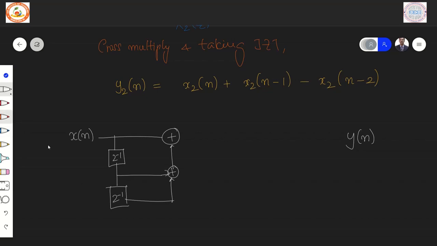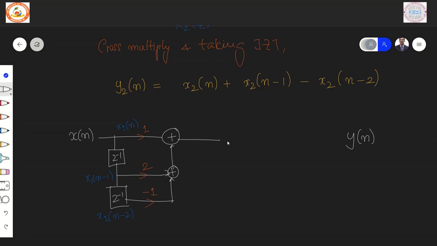The scaling here is performed as we inspect the equation. First we have x1(n) as it is, no scaling. Then we have x1(n minus 1), then x1(n minus 2), appropriately scaled with the values. Here no scaling, so it is 1. Next we are scaling with 2, and the last term is scaled with minus 1. So these are the appropriate scales, and then we come to the second stage.